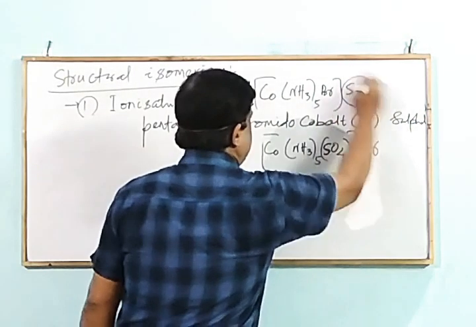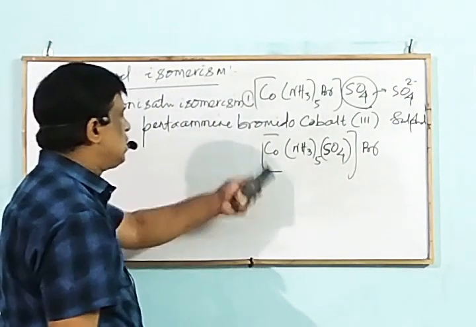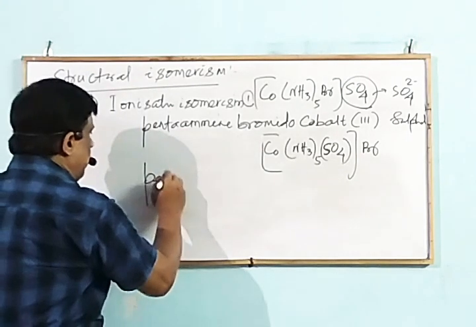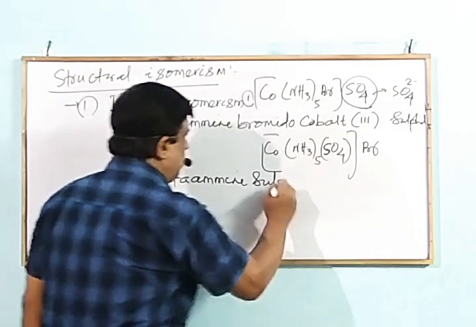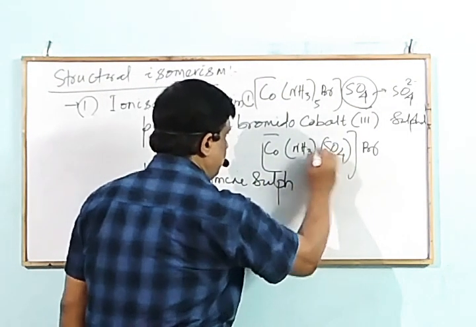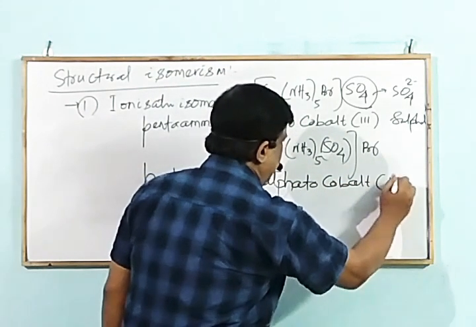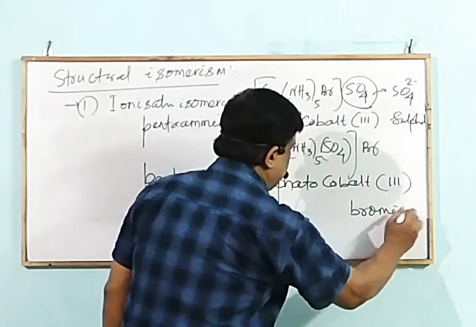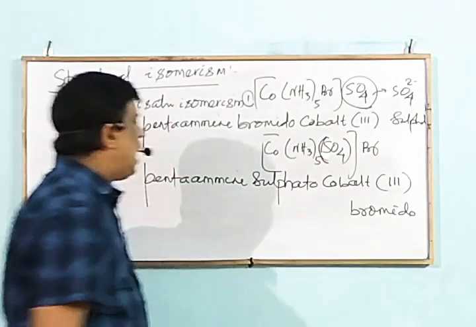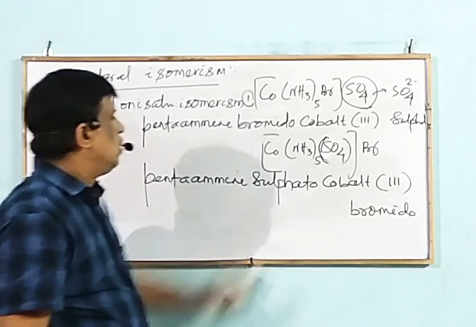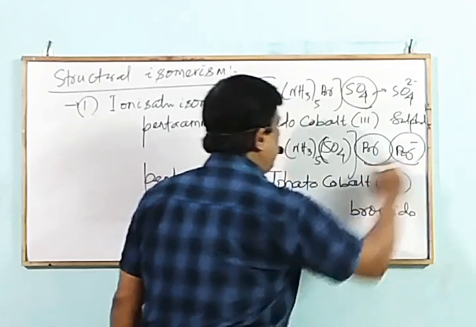When it ionizes, it liberates sulfate ion. While this complex's name is pentaamine sulfato cobalt 3 bromide. When it ionizes, it liberates a bromide ion.